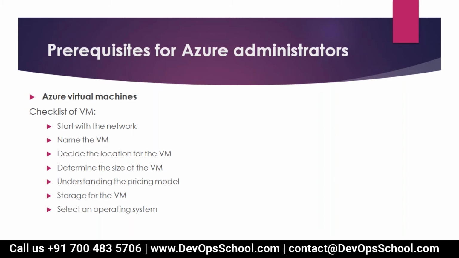Correct, Suresh? So first of all, these are the basic requirements. Start with the network, name of the virtual machine, decide the location for the VM, determine the size of the VM, understand the pricing model, storage for the VM, and select an operating system. So these are the few standards which we are going to follow. Now I'm going to make you the presenter, and we are going to prepare the checklist.